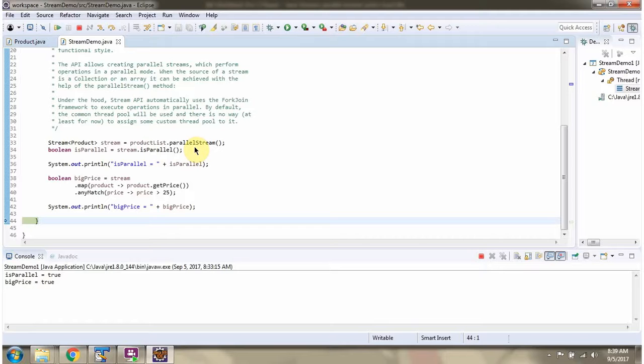Parallel stream performs faster than sequential stream because parallel stream performs operations in a parallel way.